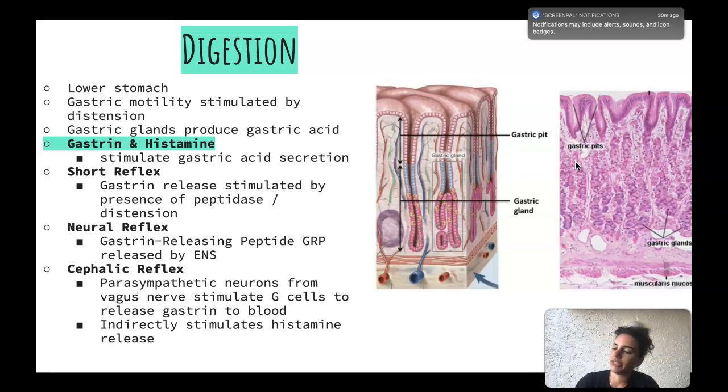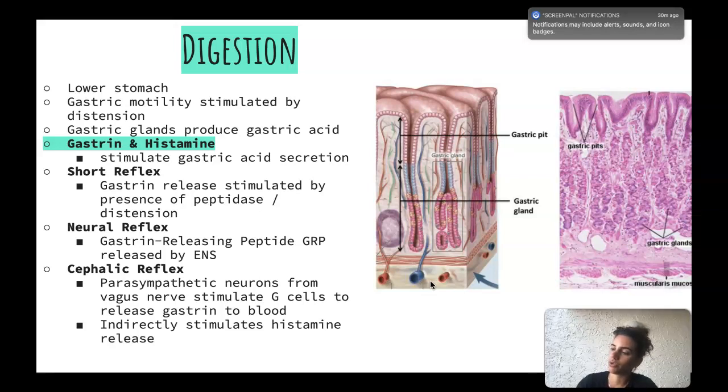Gastric motility is stimulated by distended walls of the stomach, and the gastric glands of the mucosa produce gastric acid. So as we can see over here, this is the gastric gland, and this is what produces gastric acid, which is an important chemical in digestion. Gastrin and histamine both stimulate the release of gastric acid from these glands. Gastrin is released in short, neural, and cephalic phases.